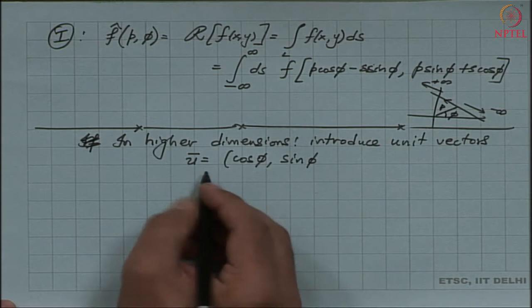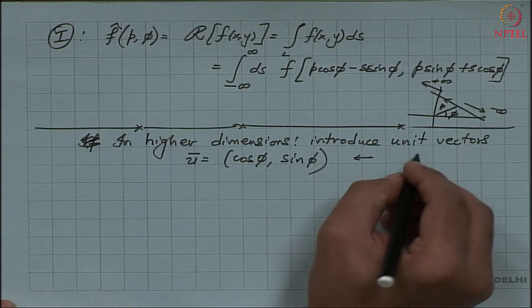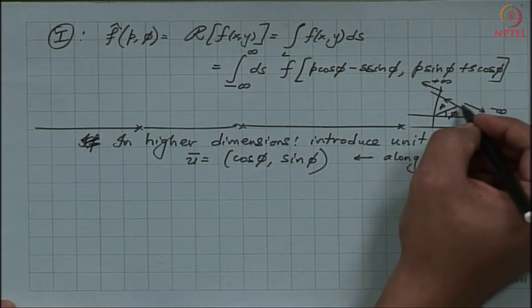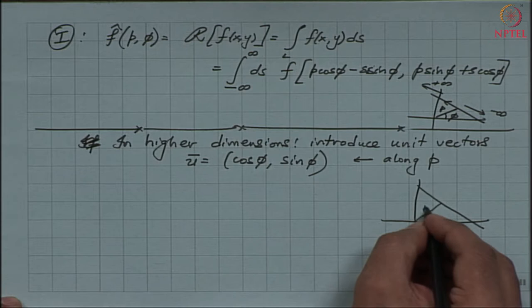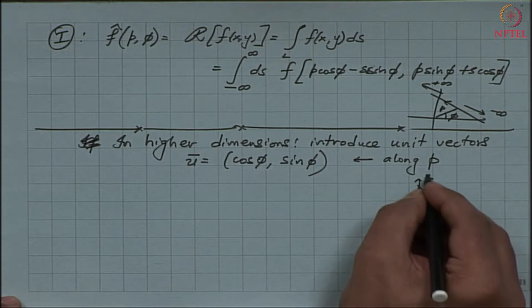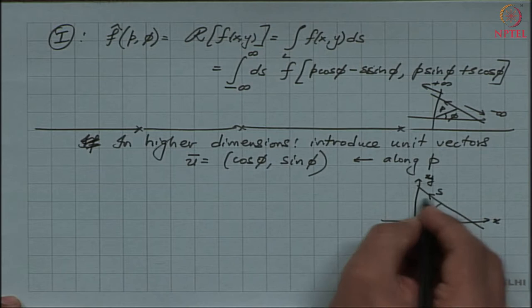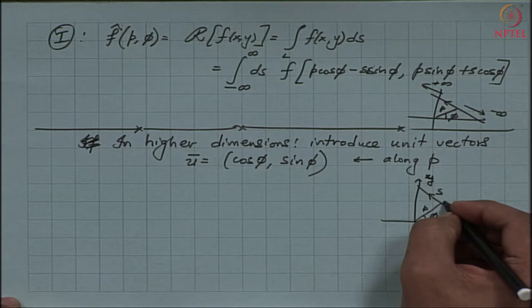Notice that this new vector is a unit vector along p. So I described my u. Let me just redraw the figure that I have shown above in a slightly neater way. So I have p, and this makes an angle phi, and I have y here and x here, and my s variable is along the line. I define my u to be perpendicular to the line L. So my u vector is along this direction.